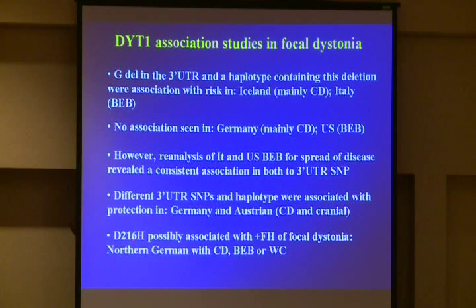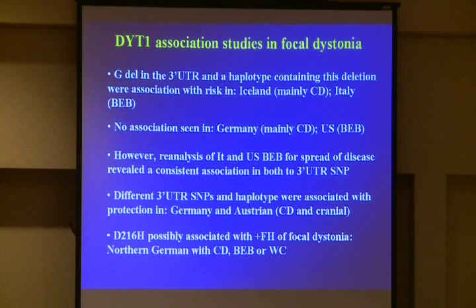And then there's another SNP within the gene itself that's been associated with positive family history of focal dystonia in a more isolated northern German population with cervical dystonia, blepharospasm, and writer's cramp. So you can see that we have these conflicting results where some are saying it's a risk factor and some are saying it's protection. But all of these studies suggest that there's something within that gene. We don't understand why we're getting these differences, but there's something within that gene that's important for susceptibility to focal dystonia.